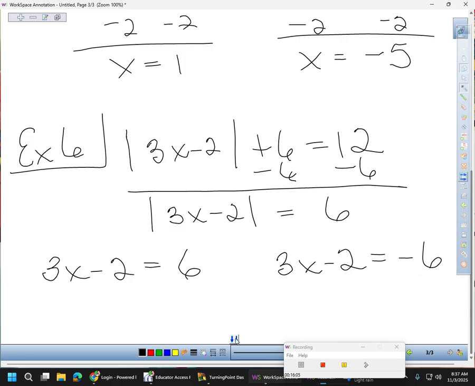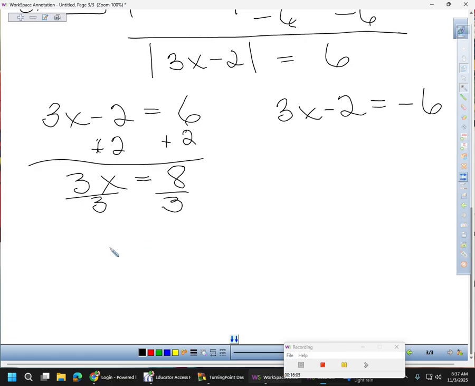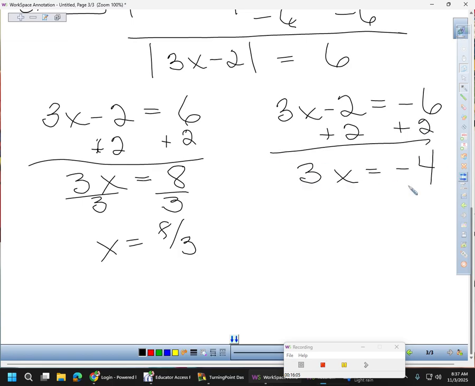All right, let's go ahead and solve the first one. I'm going to add 2 to both sides. I have 3x equals 8. Divide both sides by the coefficient on x. I get x equals 8/3. It's okay, it's just an answer. Over here, I'm going to add 2 to both sides. I get 3x equals negative 4. Divide by the coefficient on x. And x equals negative 4/3.